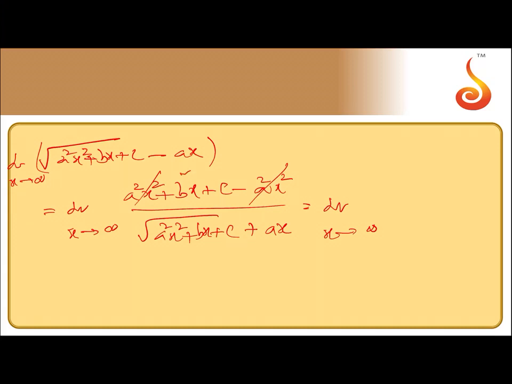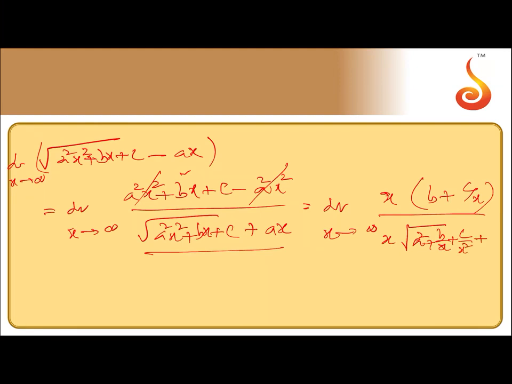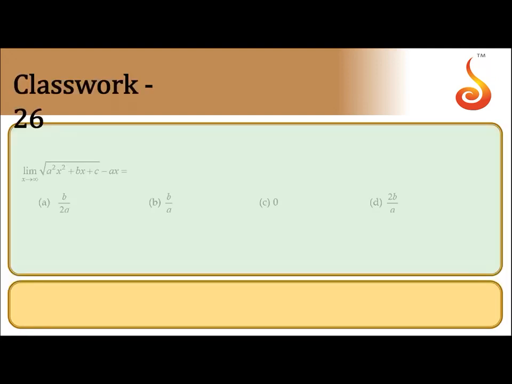Why don't you take x square common in the denominator? See, actually, the numerator is of degree 1 and the denominator also degree 1. So the coefficient of the highest powers of x is nothing but the answer. So it is x multiplied by b plus c by x, divided by x multiplied by under root of a square plus b by x plus c by x square, plus a. And of course, 1 by x approaches 0. So the answer is b plus 0 divided by root a square, which is a, plus a. Therefore, b divided by 2a.